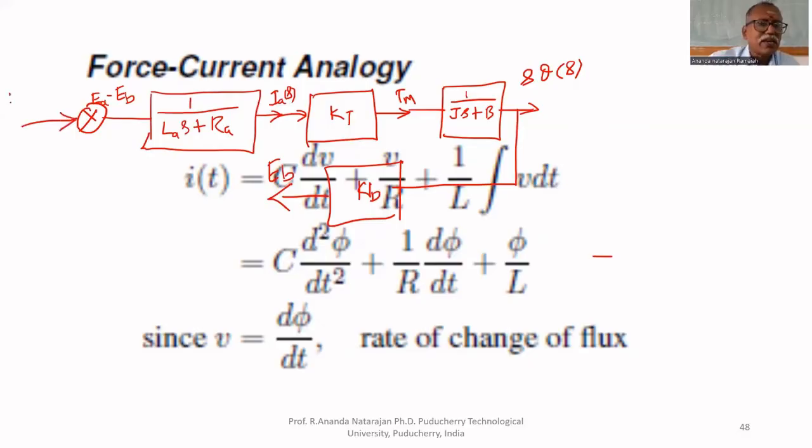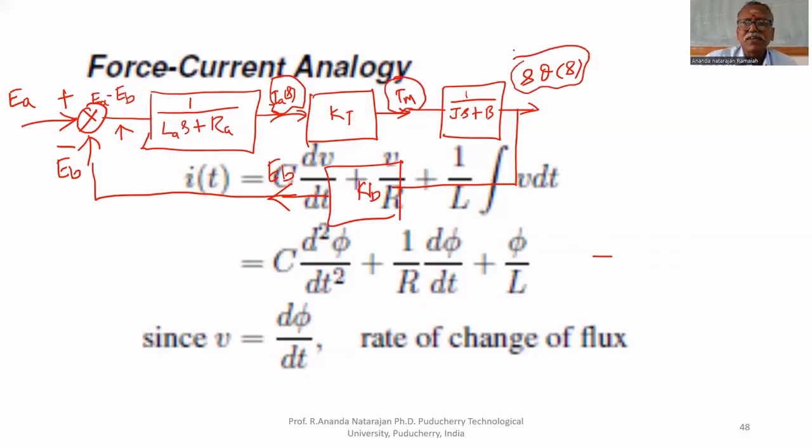In that summer, I am giving EA as input, and another input is EB, that is in negative sign. So it is a subtractor. That's all. So what you are getting here is EA minus EB. EA minus EB is given as input, that will give IA as output. IA is given as input, TM is the output. If TM is given as input, S theta of S, that is angular velocity, S theta of S.